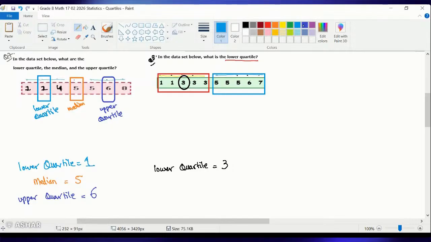So let's have a look. Which value would be the upper quartile? The middlemost value would be the upper quartile, right?